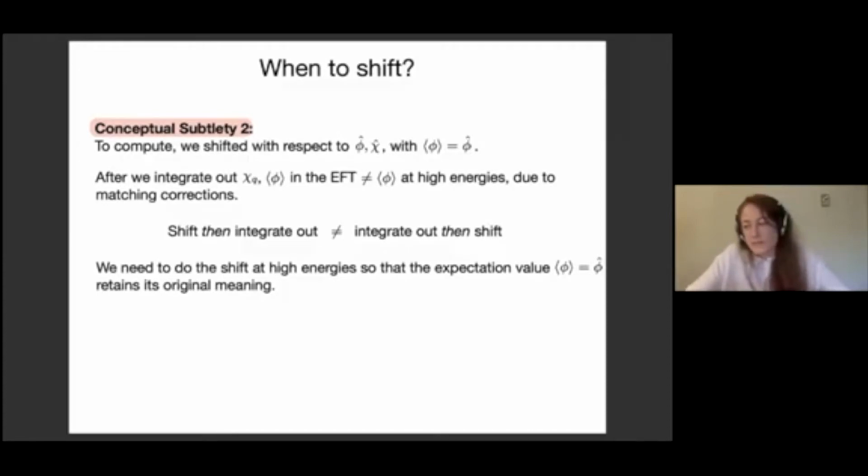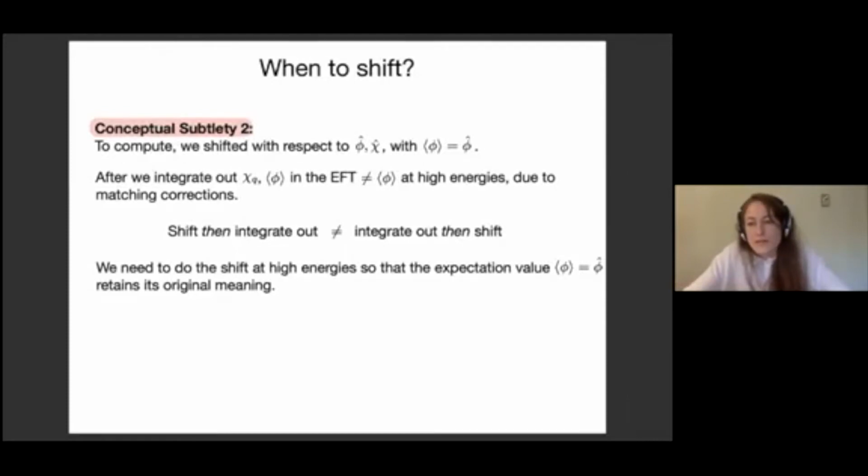So the simple observation is that after we integrate out a heavy field, the expectation value of the light field in the EFT is not equal to the expectation value of the field at high energies before I integrated something out, and this is due to matching corrections. So the statement is, if I first shift with respect to this background field and then integrate out something heavy, this is not equivalent to first integrating out the heavy particle and then shifting.